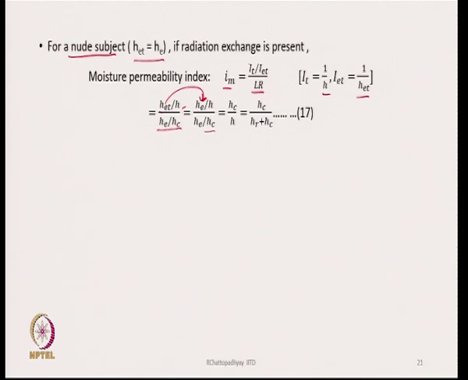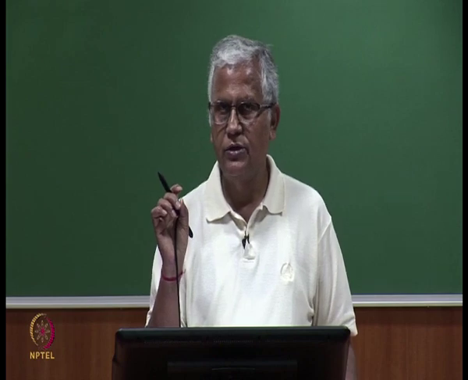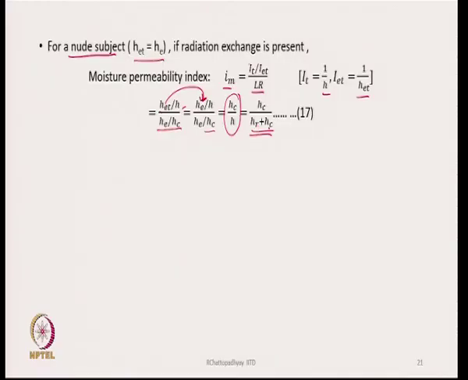And hence, from here, H E and H E will cancel, and we will be left with H C by H. And what is H? H is the sum of H r plus H c. H is the total heat transfer coefficient due to radiation and convection; r stands for radiation and c stands for convection. Radiation and convection put together give us the total heat transfer coefficient H r plus H c. So, therefore, the moisture permeability index becomes this. Now, what is important from equation 17 is the ratio of H c by H r plus H c.